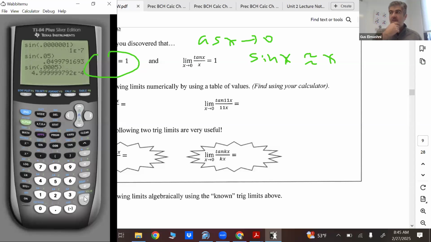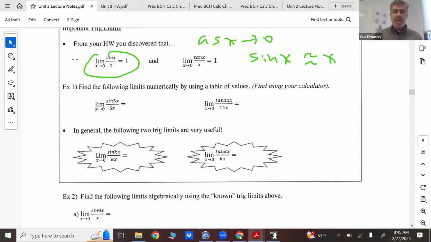If you did a negative, I think it would be slightly bigger. Now, what if I did sine of negative 0.005? There we go. That's slightly bigger, right? I know it's kind of weird because it's negative, but it is slightly bigger. So we're going to see the same thing happening here again. That's going to be 1 and 1. So when this happens, those are each 1.